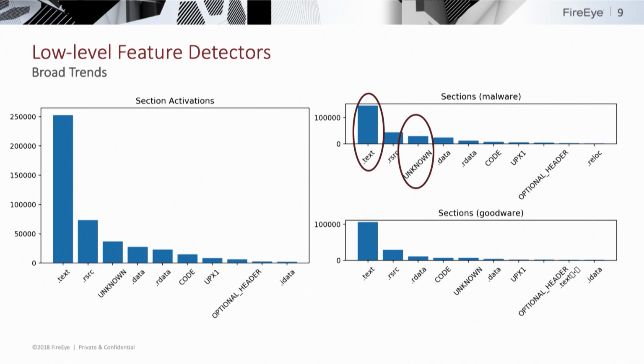So now we have some broad understanding here, right? We have some understanding that goodware is primarily focused on features at the front. Malware is spread out across a bunch of different areas or sections here, in particular these unknown sections.